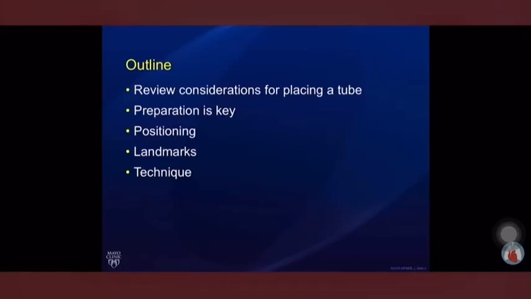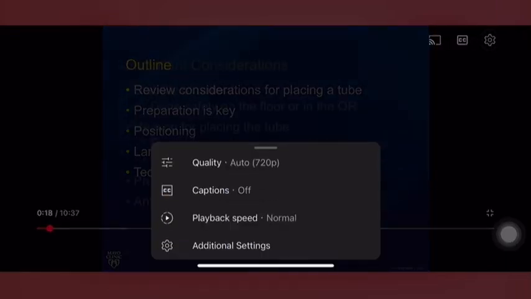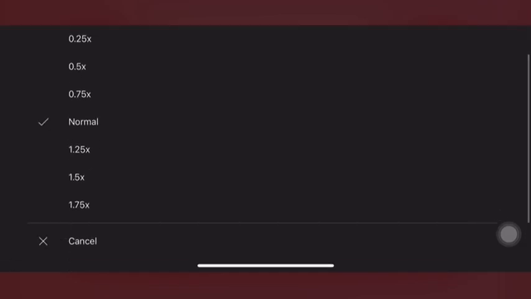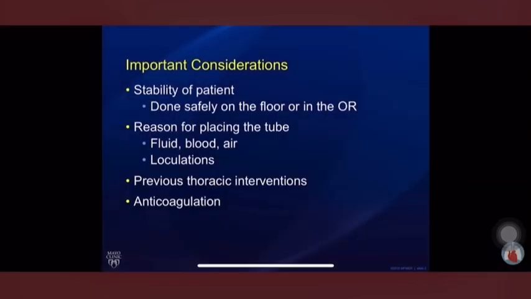Observations prior to placing the chest tube, as well as positioning, landmarks, and technique. There are a few important patient factors to consider before proceeding with chest tube insertion. First is the stability of the patient.